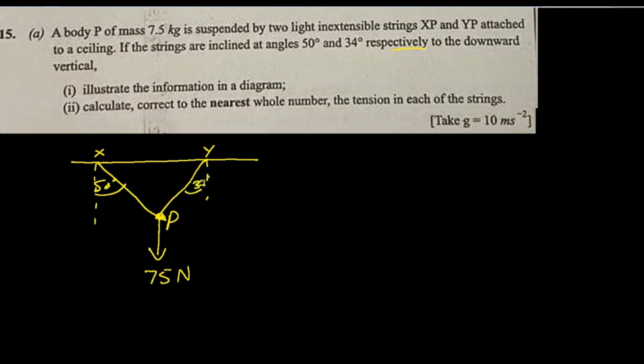Illustrate the information in a diagram. I've done that. This was the first part. Anything left? No. Number 2: Calculate, correct to the nearest whole number, the tensions in each string. Okay, so let's give them some letters. Let's give this one T1 and this will be T2, the tension in this wire. So there are 3 forces and nothing is moving. That means they are in equilibrium, and since they are in equilibrium we can find them by Lami's theorem.